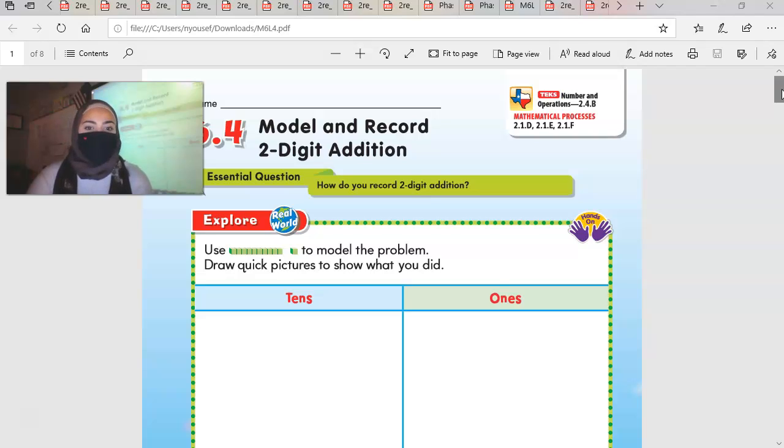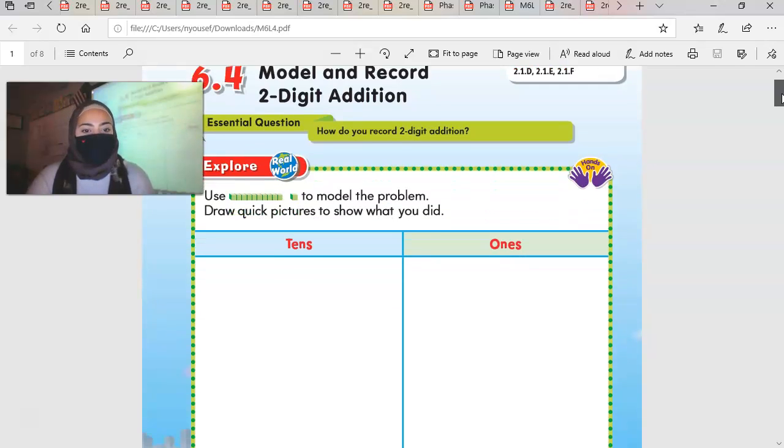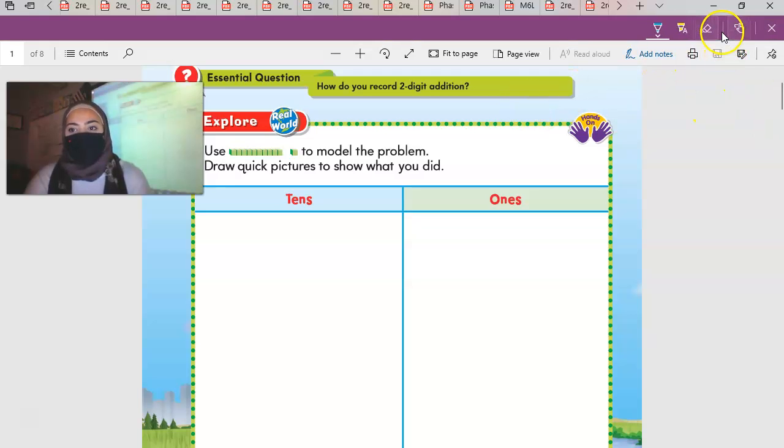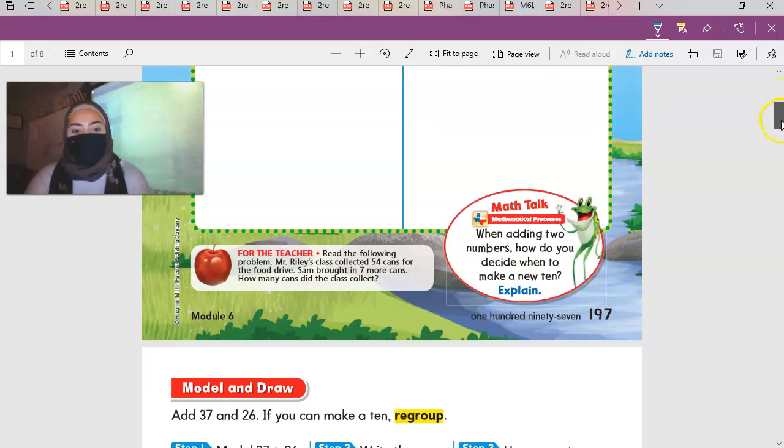6.4 though, here's our lesson for 6.4. How do you record two-digit addition? So use blocks, the tens and ones, you're probably just going to have to draw them, to model the problem. Draw quick pictures to show what you did. So I'm going to grab my handy dandy pencil and I'm going to read the question.